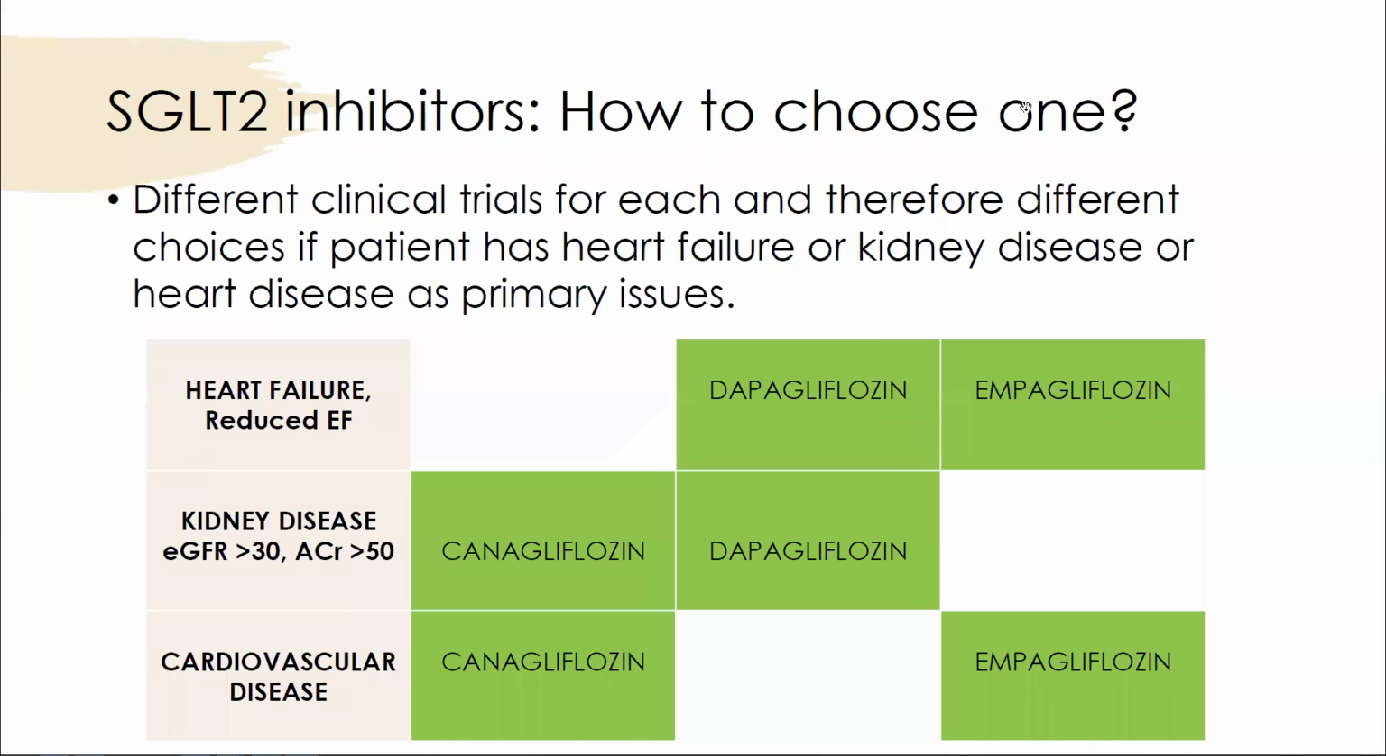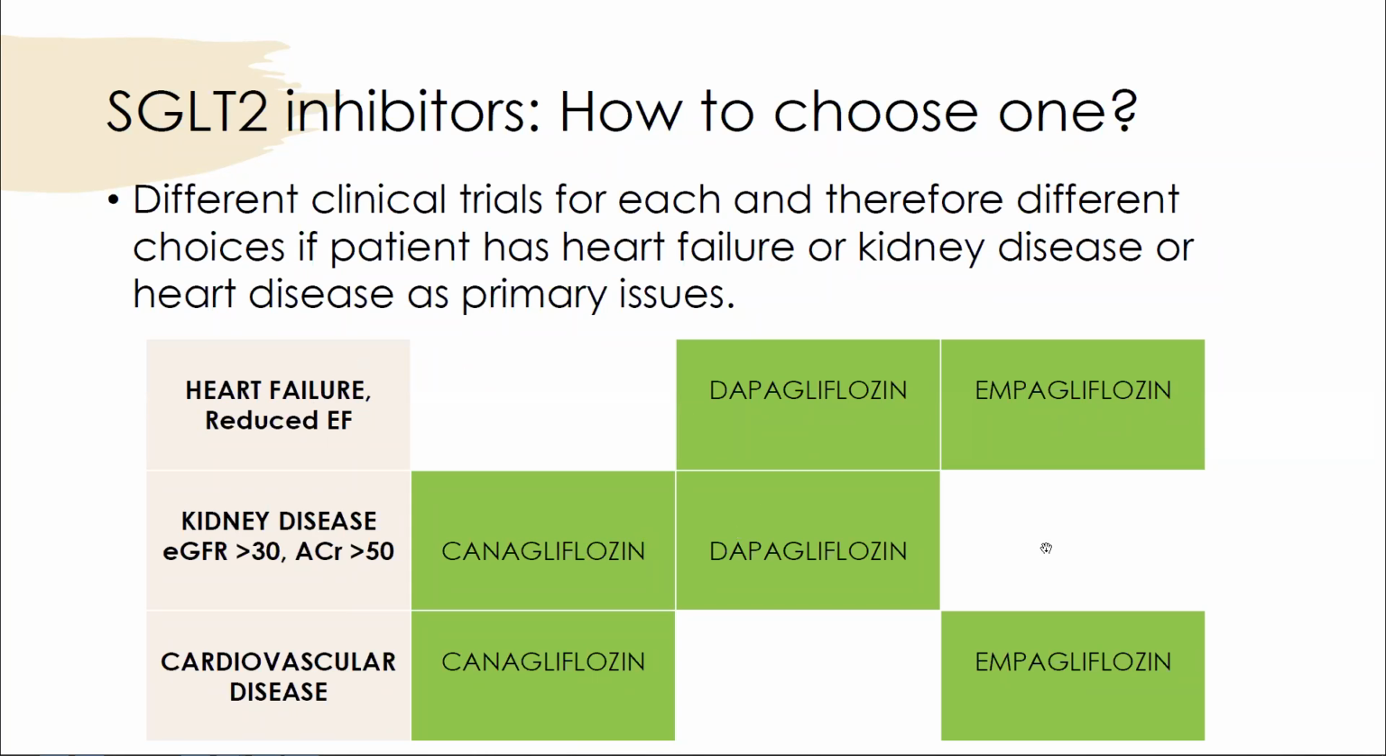And like I said, how do you actually choose one? There are different clinical trials for each one. So you might look at the patient and say, well, they fit a specific clinical trial a little bit better than something else, and I'll choose an agent based on that. For kidney disease, canagliflozin and dapagliflozin were studied.